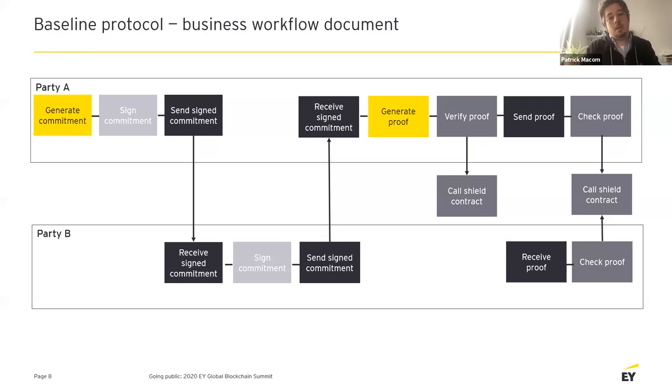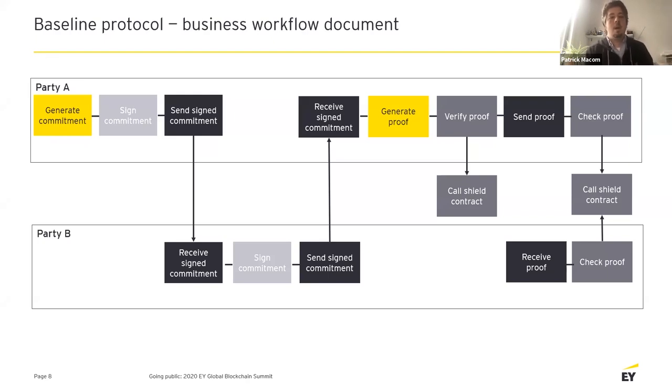So they may have already gone back and forth privately through a secure messaging channel, discussing various terms for an agreement that they would want to zero knowledge proof. So that's where party A and party B have already come to some agreement at this stage. And party A is going to start by generating a commitment. Right? They sign this commitment and then they privately message it to party B.